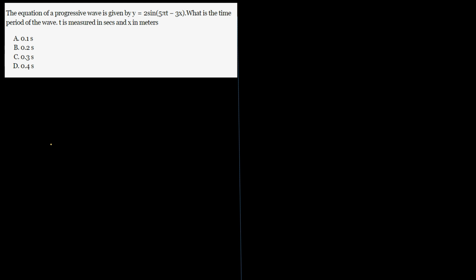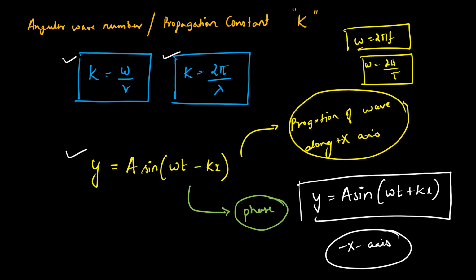First, I will start by comparing the equation. So here y is equal to 2 sine multiplied by (5 pi t minus 3x). What is asked? The time period. And how is time period related? I can take up this one. Can I write T is equal to 2 pi divided by omega?